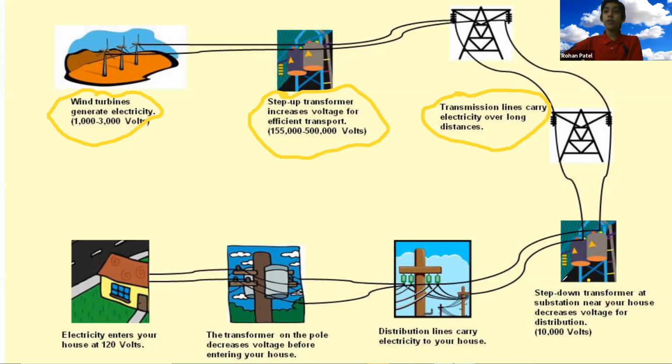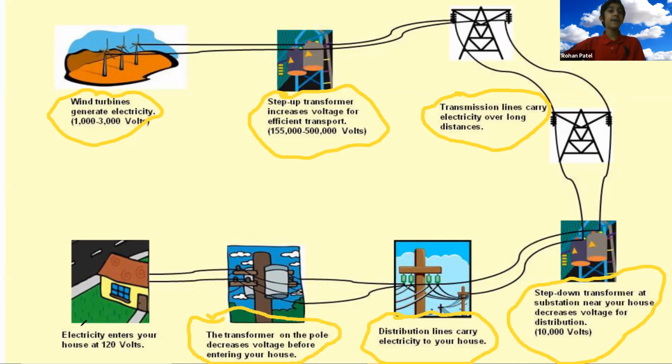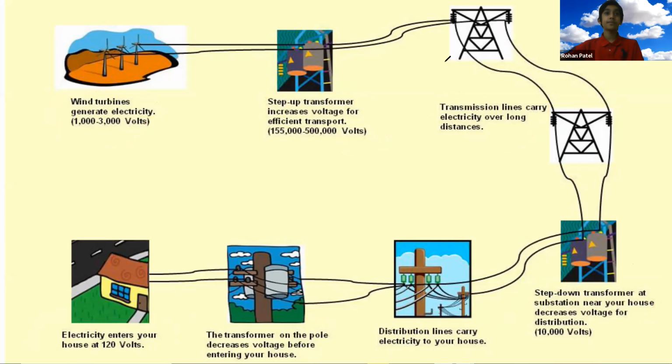Then these step-down transformers at a substation near your house decrease the voltage for distribution to about 10,000 volts. Distribution lines carry electricity to your house, and the transformer on the pole decreases voltage before entering your house. And then the electricity enters your house at about 120 volts, which is still a lot to be generated from a couple of wind turbines.